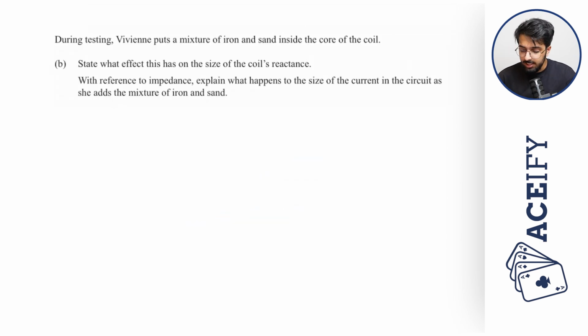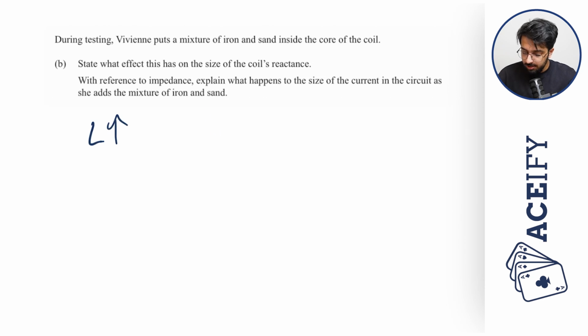There we go. During testing, Vivian puts a mixture of iron and sand inside the core of the coil. State what effect this has on the size of the coil's reactance. With reference to impedance, explain what happens to the size of the current in the circuit as she adds the mixture of iron and sand. Okay, so putting iron into the coil will increase the inductor's inductance, okay?